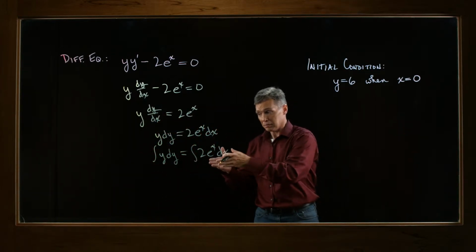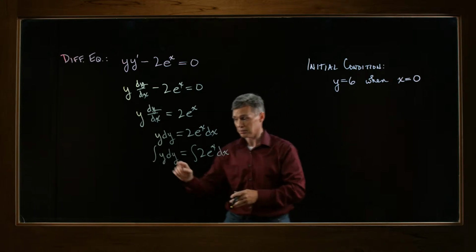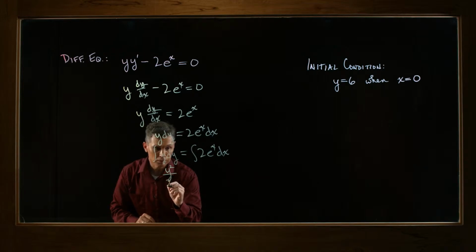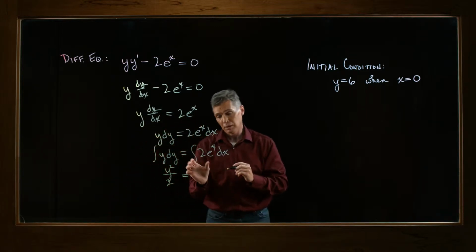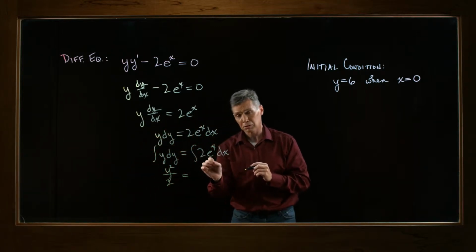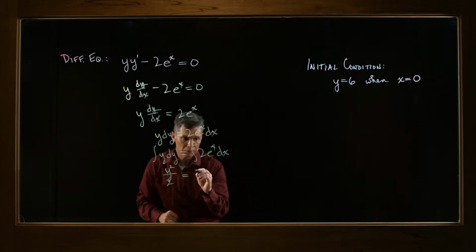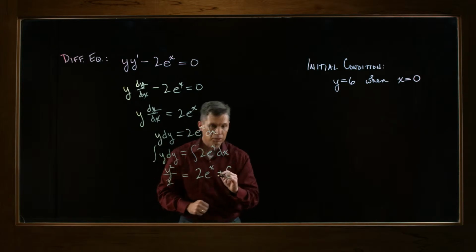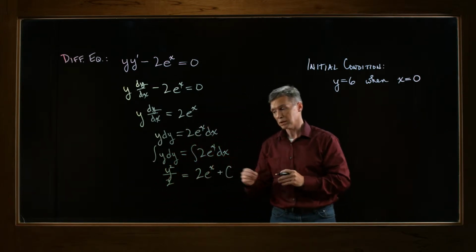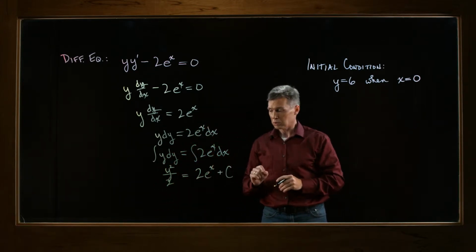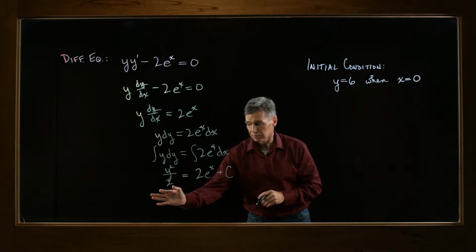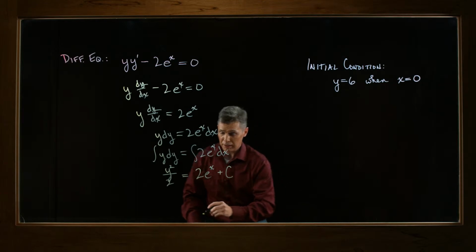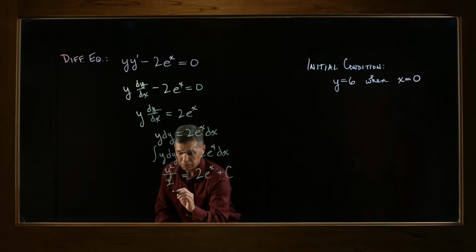Now I'll actually go ahead and dive in and do the integration. So the integral of y is y squared over 2. And on the right-hand side, the integral of 2e to the x is 2e to the x plus c. So that's my integration. And I'm going to take one more step here real quickly just to clean up. I'm going to get that 2 out of the denominator and actually clear the entire equation of fractions just by multiplying by 2.